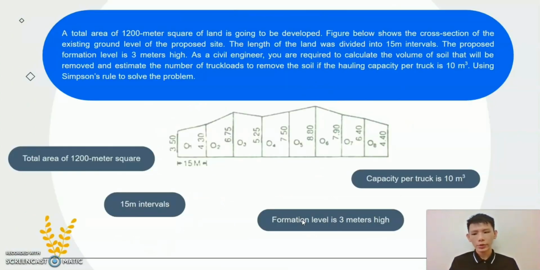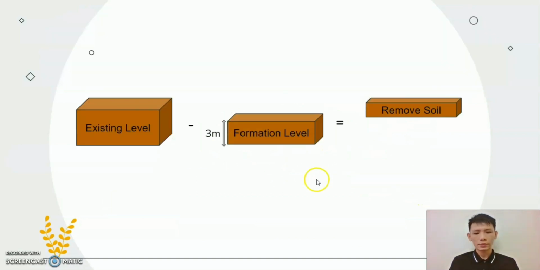From the problem statement, we can obtain some information. First, the total area of the land is 1,200 meters square, 15 meter intervals, formation level is 3 meter high, the capacity per truck is 10 meter cube, and the cut section of the land. So to obtain the volume of removed soil, we're using the volume of existing level minus the volume of formation level. So we can obtain the removed soil.